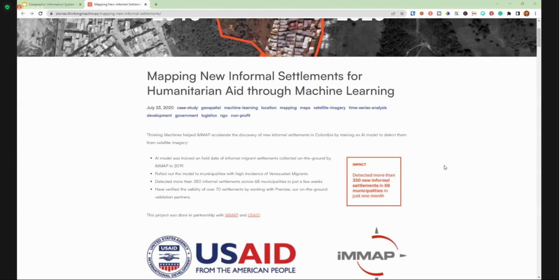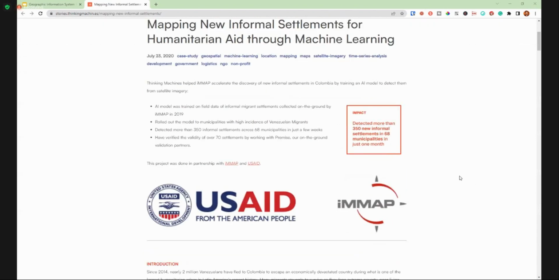So iMMAP, the NGO from Colombia, came to us and wanted to know in which areas these informal settlements are sprouting. We were able to roll it out, and we were able to detect more than 350 new informal settlements in 68 municipalities in just 1 month, so that iMMAP would be able to give humanitarian efforts on the ground.